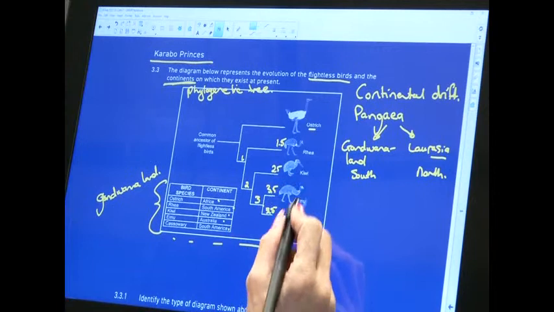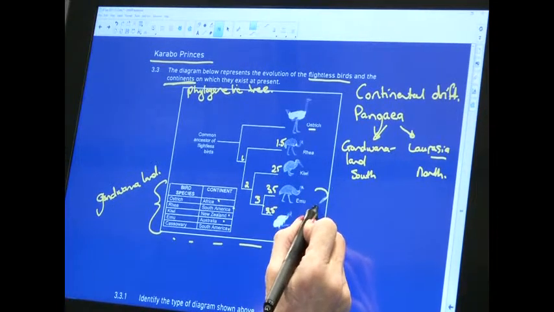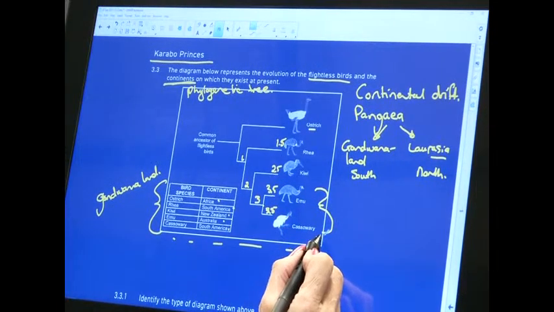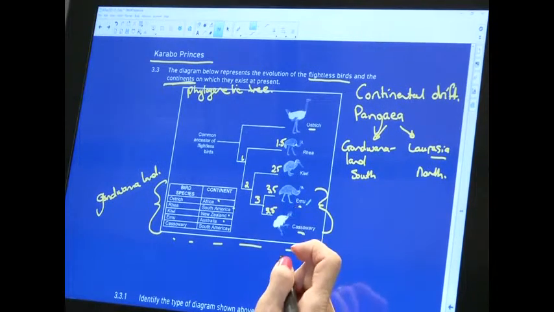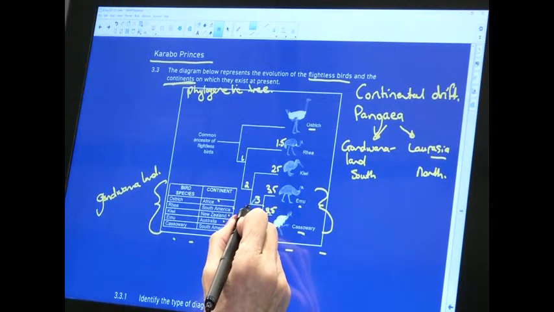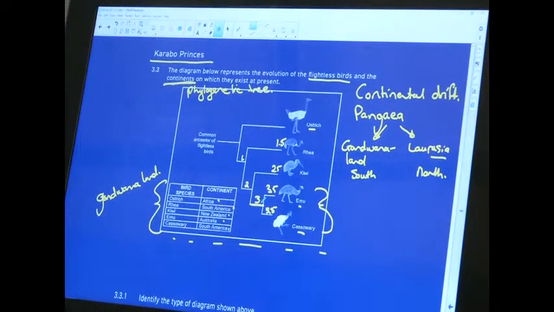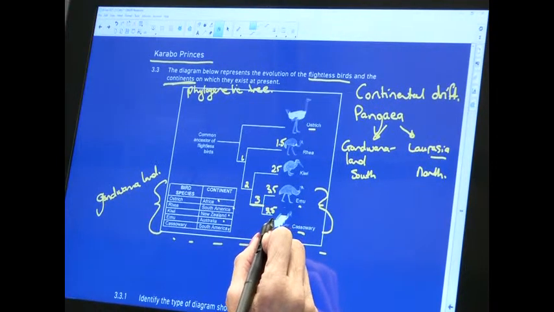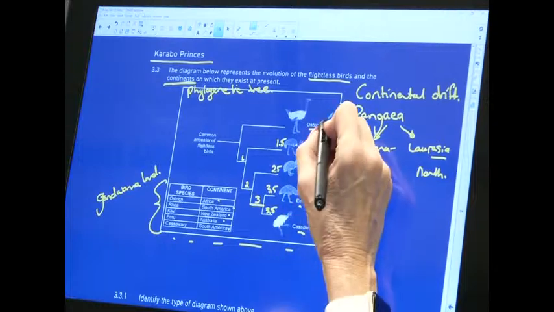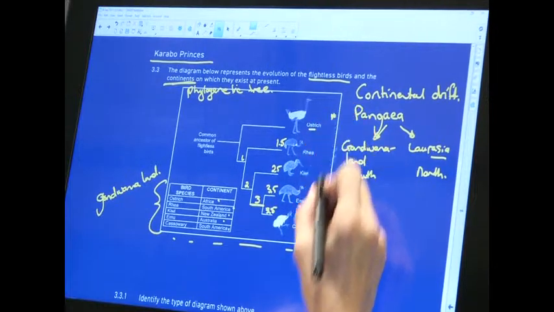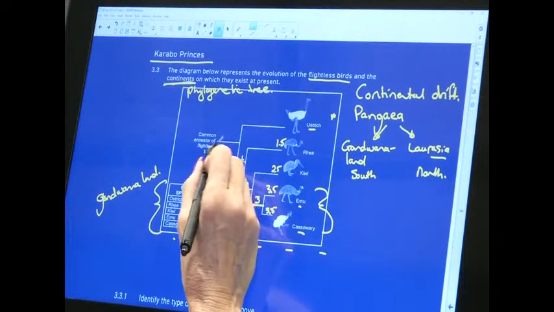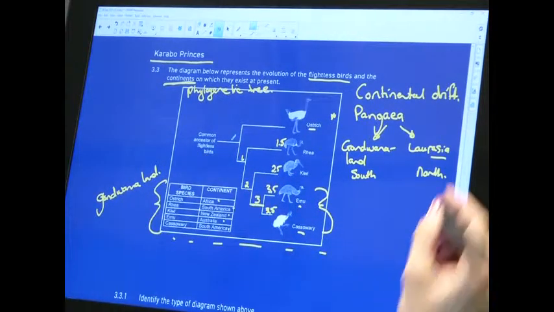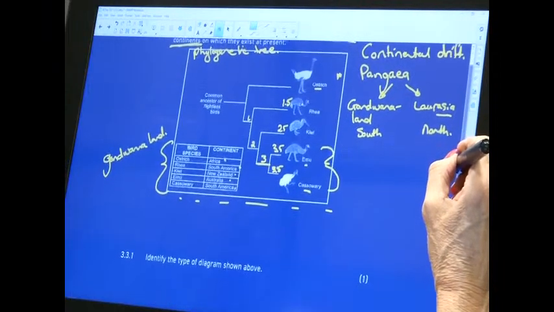So who are the closest related here? It's going to be the emu and the cassowary. All right, so the cassowary in South America and the emu in Australia. Right, why? Because they had the most recent common ancestor here. Okay, the ones that are the furthest related would be the ostrich and the emu and cassowary. Why? Because look how far back the common ancestor was here. Okay, so what do we see here?